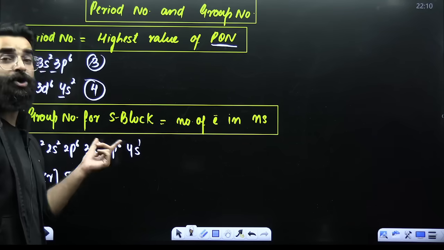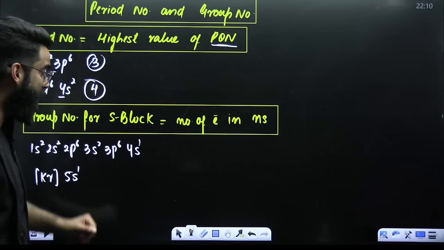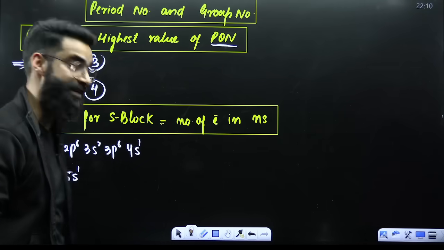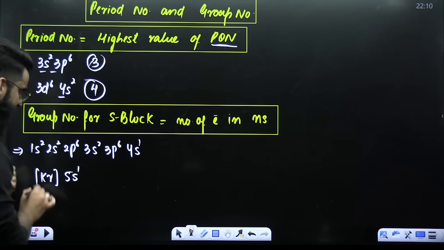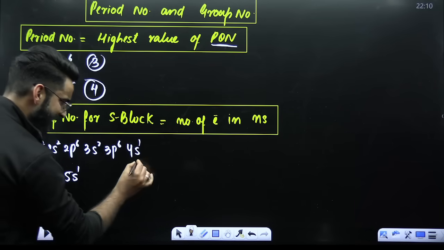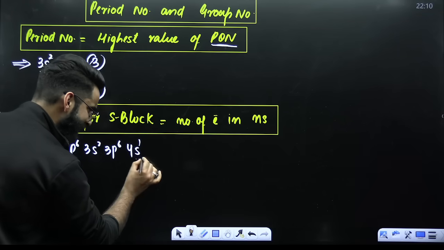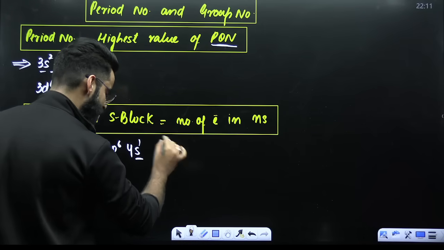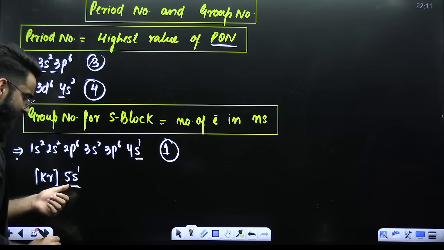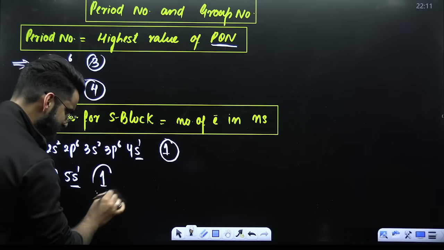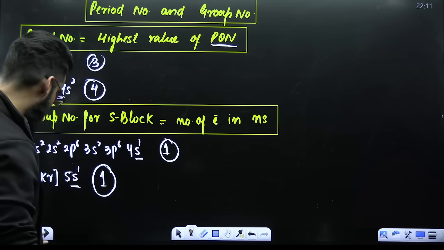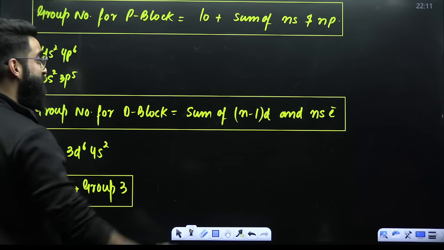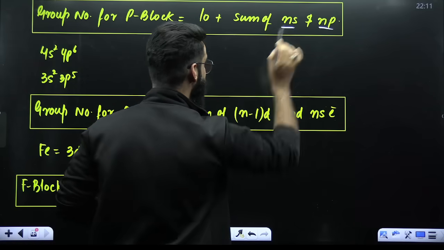Similarly, how do we check the group number for S block elements? For S block elements, group number is the number of electrons in the ns shell. Let's say this is the electronic configuration of some element, right? And the element belongs to S block. Perfect. So how many electrons are there in the last s? Only 1 electron. So the element belongs to group number 1. How many electrons are there in ns? 1 electron. So this element belongs to group number 1. Perfect. For S block. For P block, it's going to be 10 plus the sum of ns and np electrons.